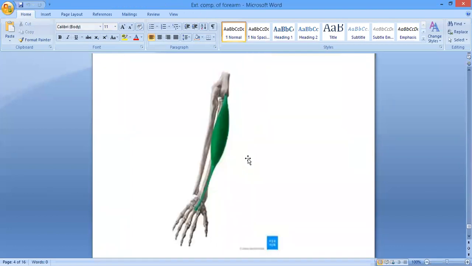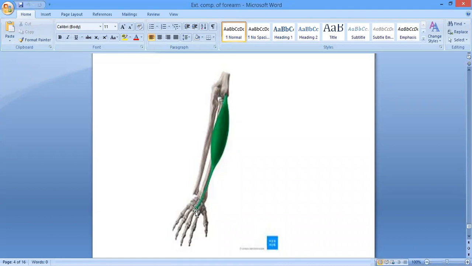Likewise, the last one, the extensor carpi ulnaris. This muscle gets origin from two places. One from the common extensor origin, the lateral epicondyle of the humerus, and the other from the posterior border of the ulna, the ulnar head. It has two heads, the humeral head and the ulnar head. The humeral head comes from the lateral epicondyle of the humerus, and the ulnar head comes from the posterior border of the ulna, right? And it is going to be inserted at the base of the fifth metacarpal.